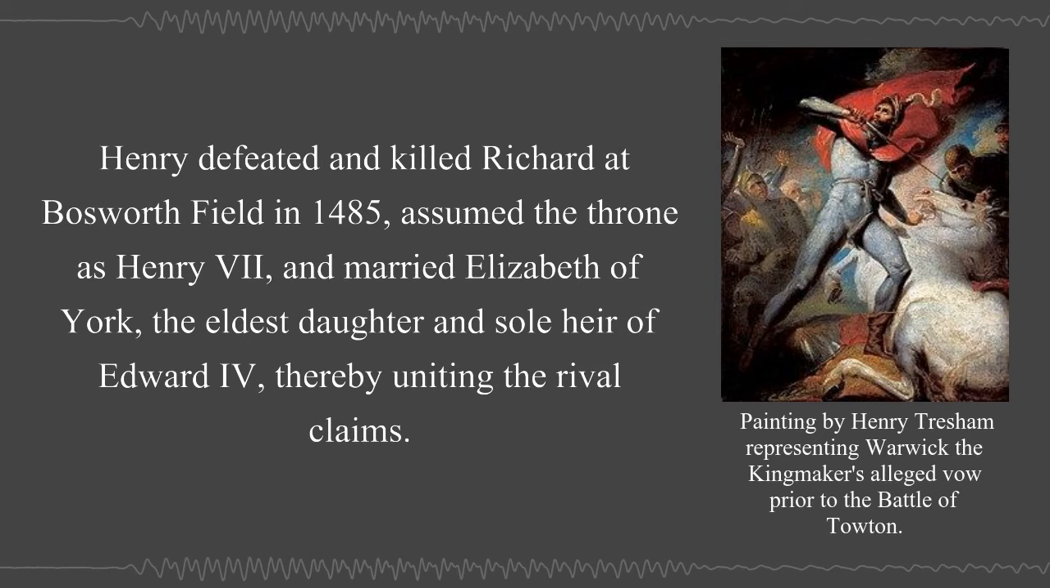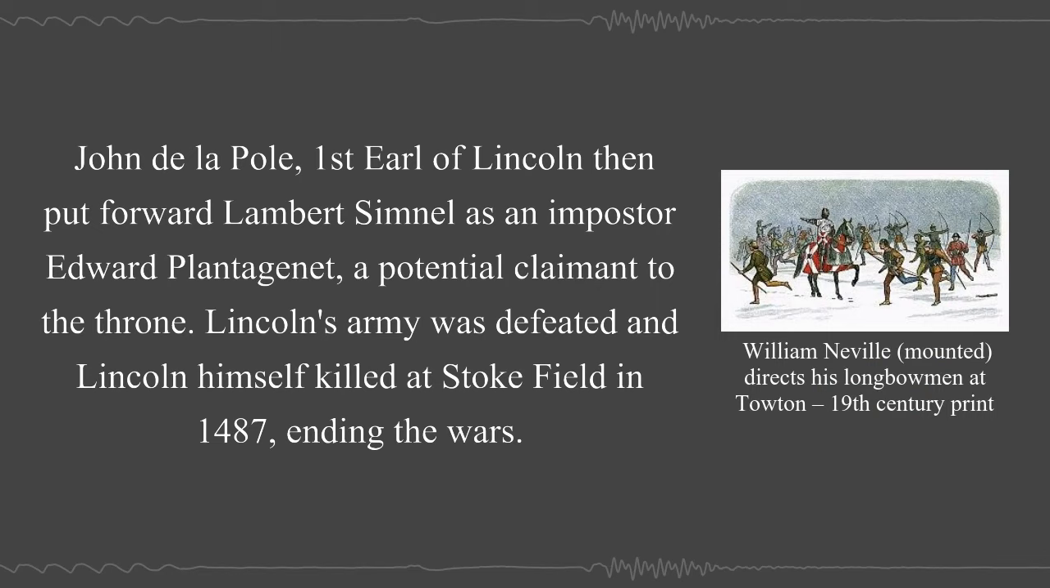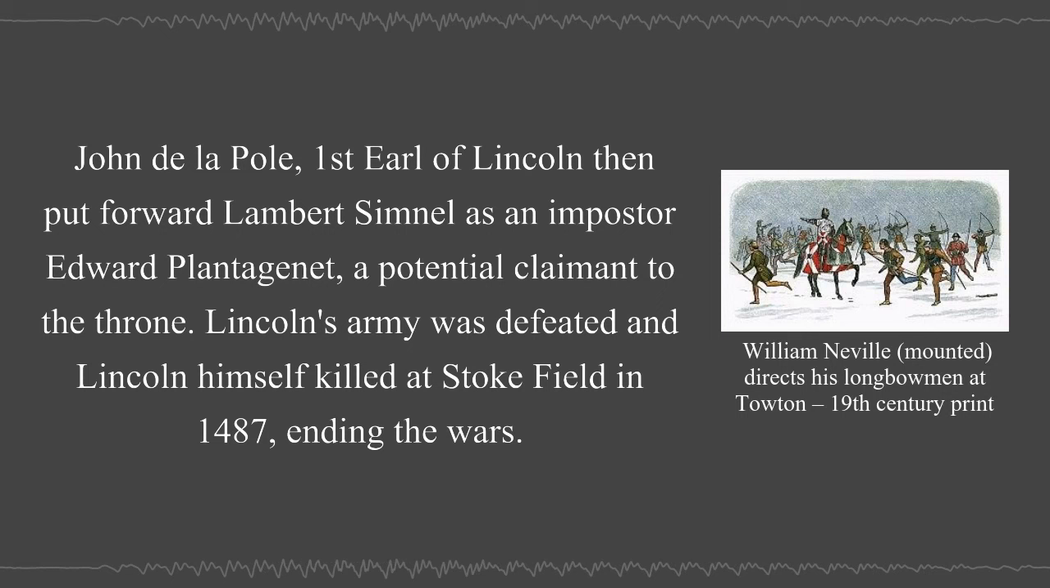Henry defeated and killed Richard at Bosworth Field in 1485, assumed the throne as Henry VII, and married Elizabeth of York, the eldest daughter and sole heir of Edward IV, thereby uniting the rival claims. John de la Pole, 1st Earl of Lincoln, then put forward Lambert Simnel as an impostor, Edward Plantagenet, a potential claimant to the throne.